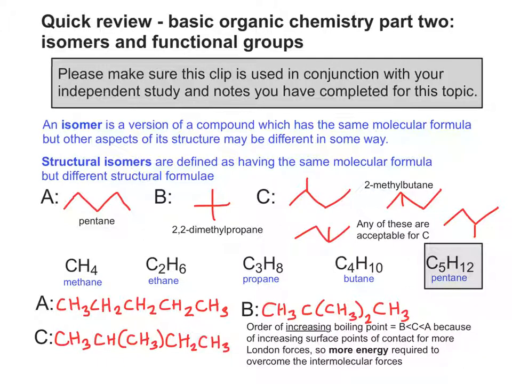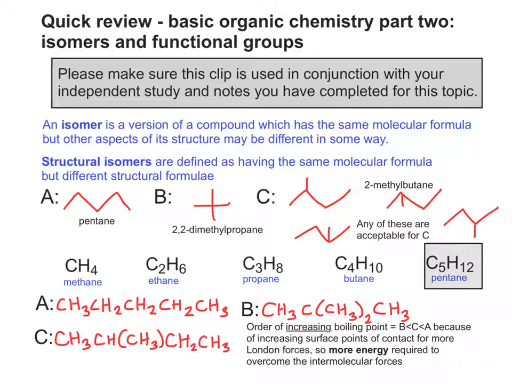So the order of increasing boiling point is B is the lowest, then C, then A, because increasing surface points of contact for more London forces, so more energy required to overcome the intermolecular forces. The reason is not there is more branching, because just saying there is more branching doesn't relate it to the idea of energy being required to overcome the intermolecular forces, which has a direct impact on the boiling point.